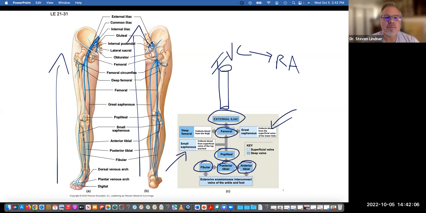So let me just point those out. Here's the greater saphenous. You see that it's here. It goes pretty much from the top all the way down to the bottom. And the small saphenous or lesser saphenous is here on that lateral side.